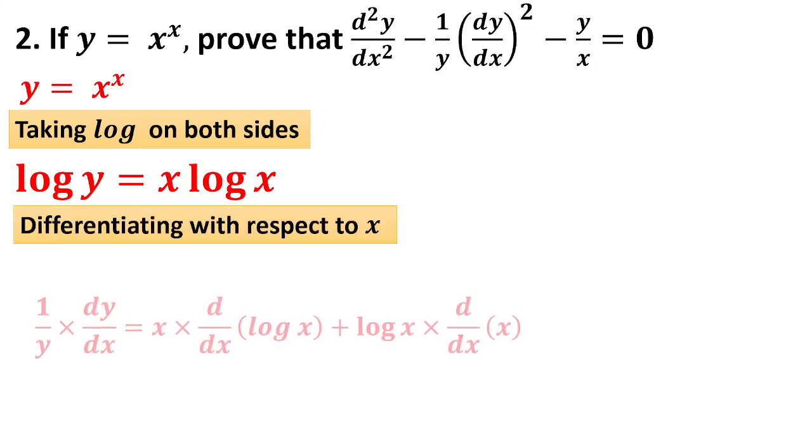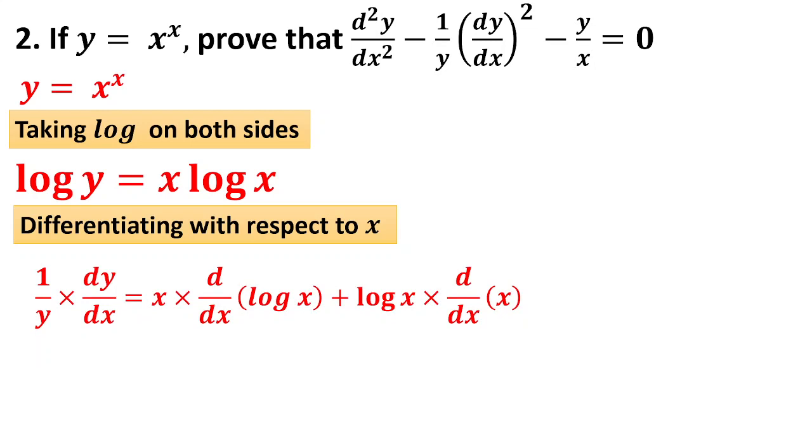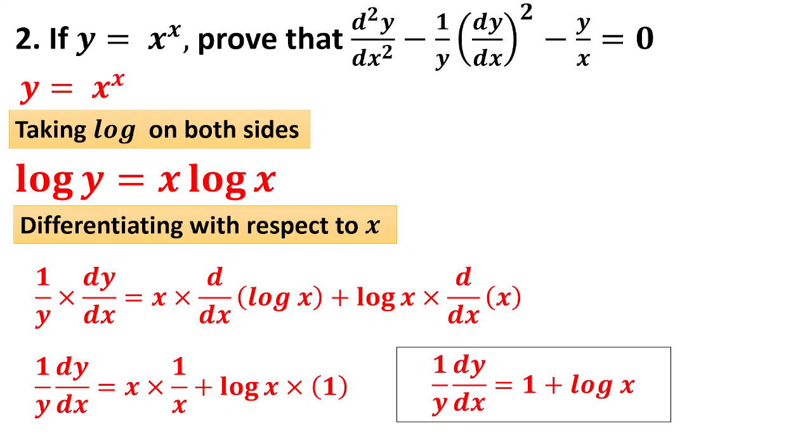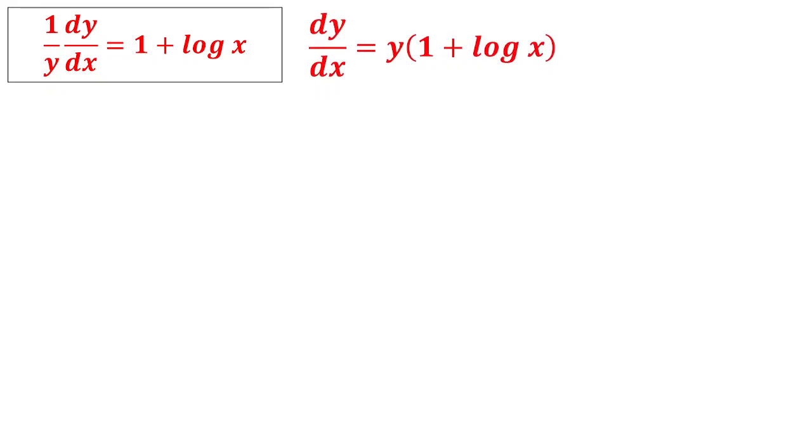Left hand side differentiation is 1 by y into dy by dx. Right hand side using product rule. Keep x, differentiate log x plus log x into differentiation of x. Now all of you know that differentiation of log x is 1 by x. Therefore 1 by y into dy by dx is equal to 1 plus log x is the answer. Well, now we want to do the second derivative. Let us continue. I am multiplying that y because I want to avoid that 1 by y derivative. Therefore I am multiplying it to the right hand side, y into 1 plus log x.